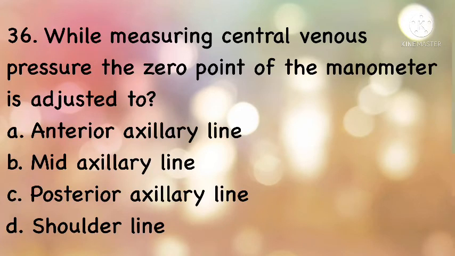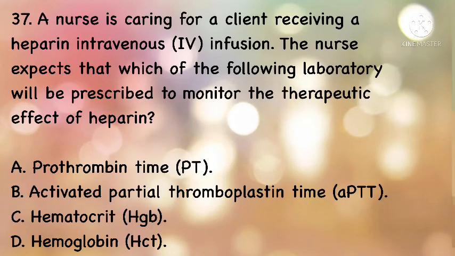While measuring central venous pressure, the zero point of the manometer is adjusted to: anterior axillary line, mid axillary line, posterior axillary line, shoulder line. Correct answer is B, mid axillary line. A nurse is caring for a client receiving a heparin intravenous infusion. The nurse expects which laboratory test will be prescribed to monitor the therapeutic effect of heparin? PT, APTT, hematocrit, hemoglobin. Correct answer is B, APTT.